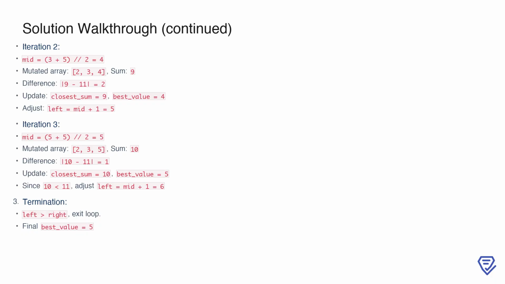In the third iteration, the midpoint is 5. Mutating the array with 5 results in 2, 3, 5, with a sum of 10. The difference from the target is 1, which is the smallest difference we've seen so far. We update closest_sum to 10 and best_value to 5. Since the sum 10 is less than the target, we move the left boundary to mid plus 1, which becomes 6.